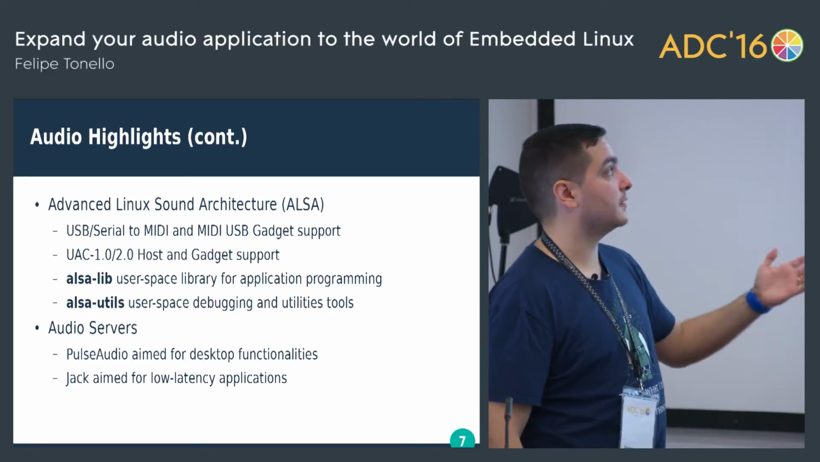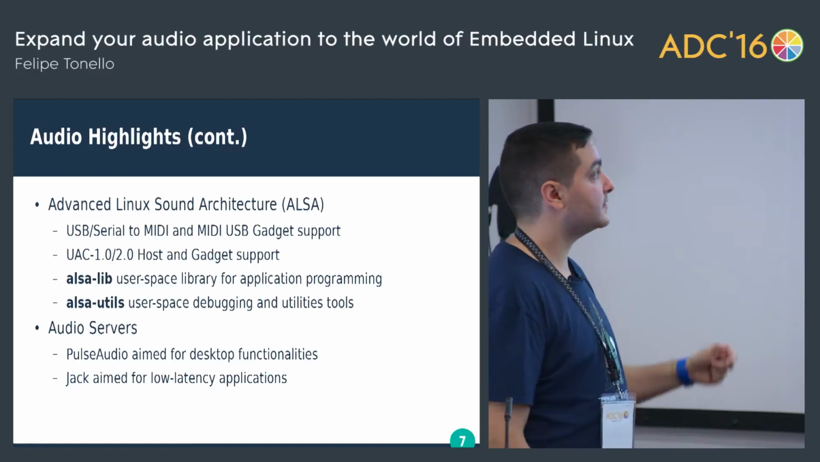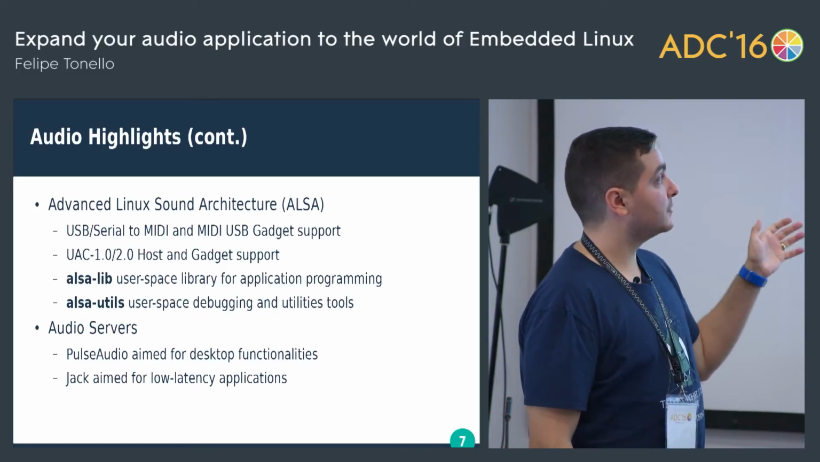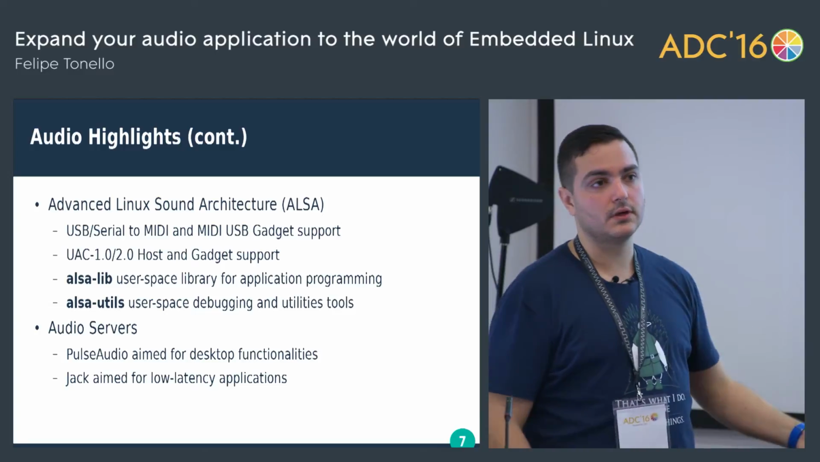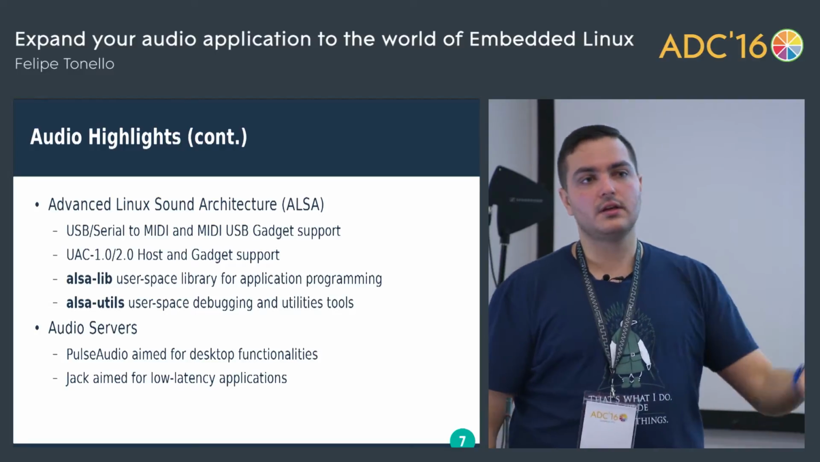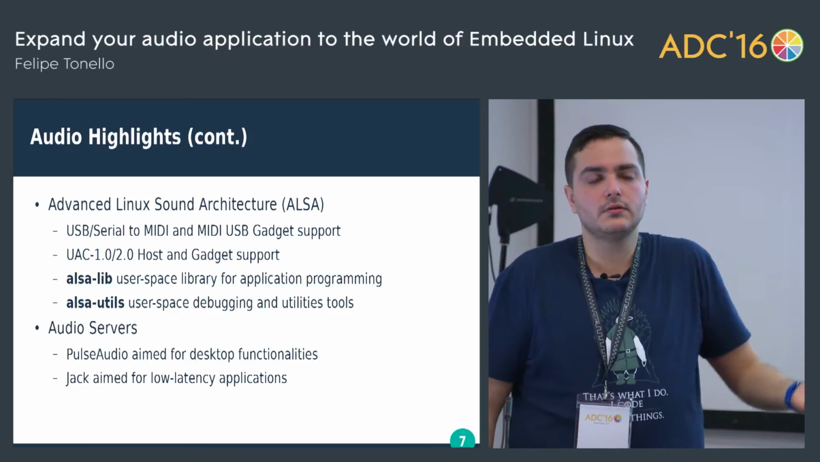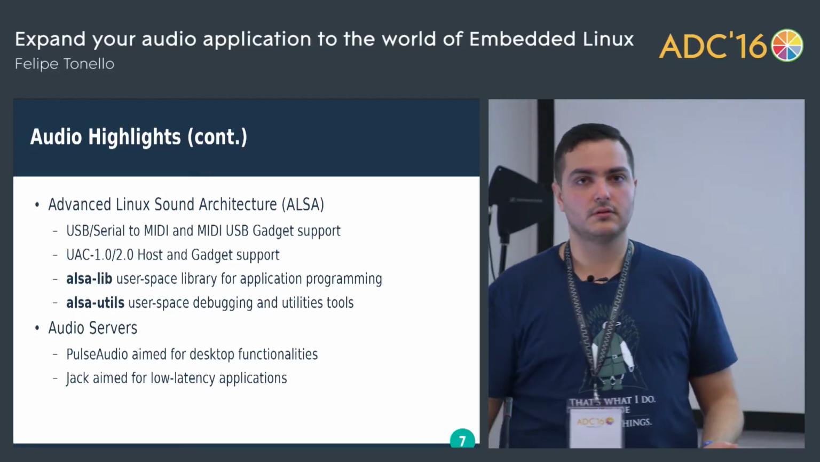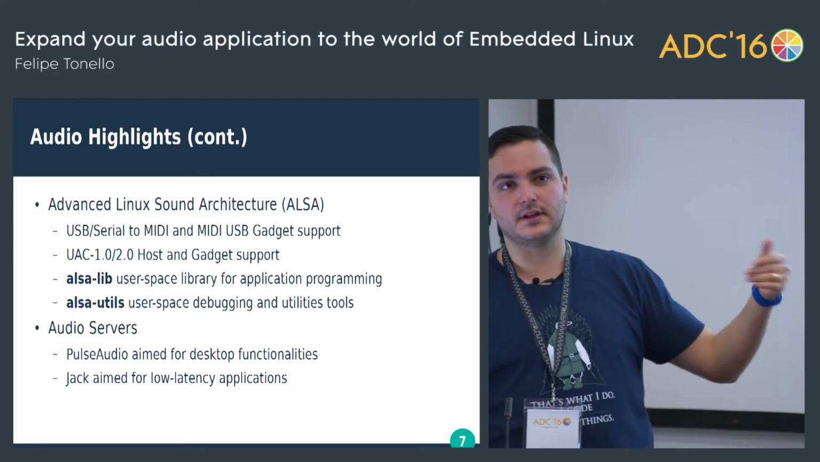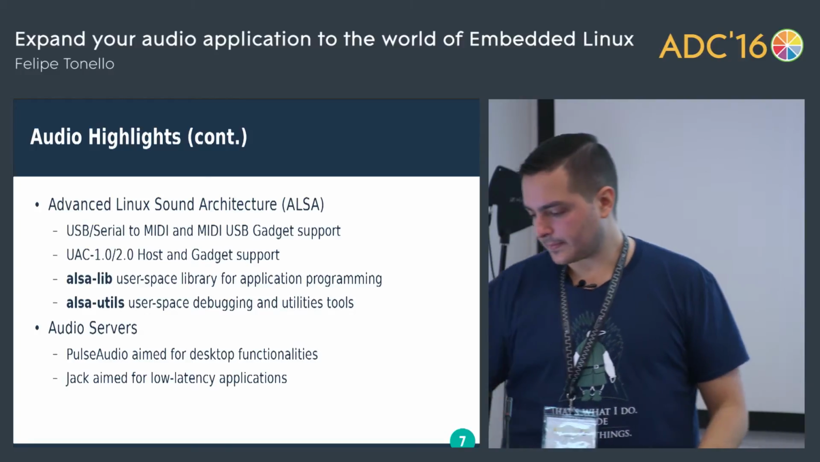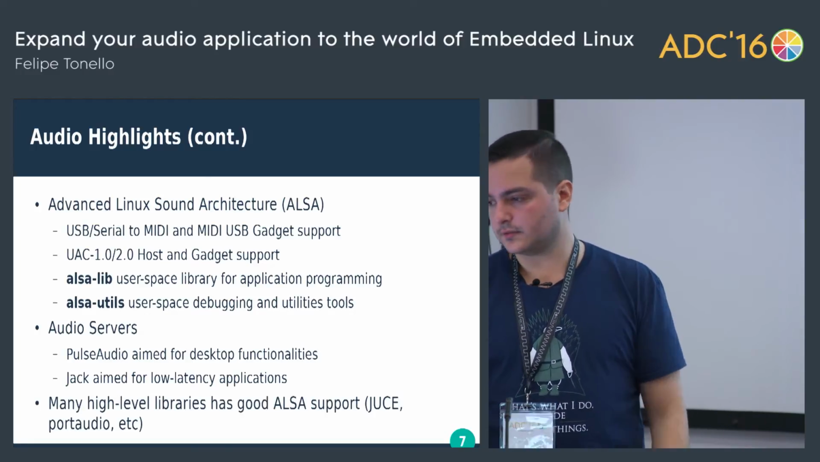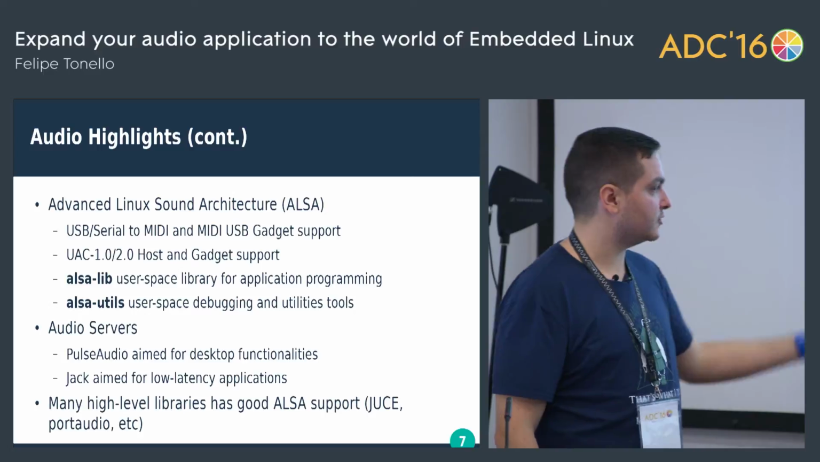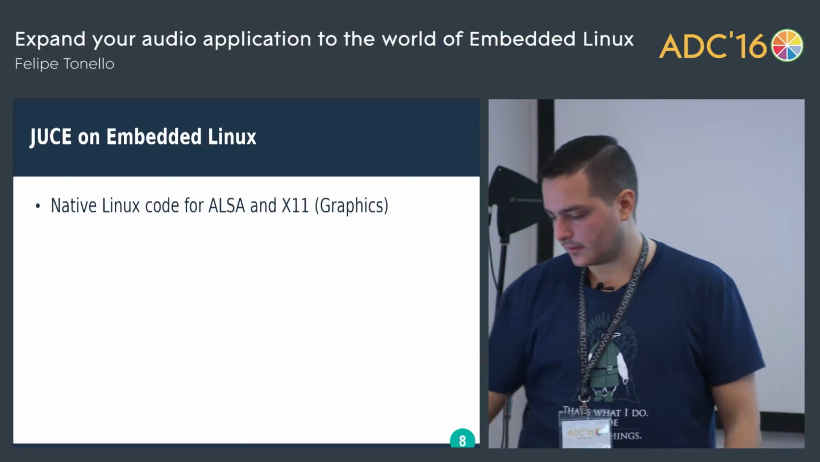Linux also has audio servers like Pulse Audio, which is aimed for desktop functionalities, and Jack, which is aimed for low latency applications. And I get that a lot. Some people say, oh, so if you do embedded Linux, you're going to use Jack, right? No, actually no. You're not going to use any audio server, because why do you care about audio server? If you don't have multiple applications streaming audio, why do you need it? You don't need it. So it's even lower latency than using an audio server, basically. That's the point of the talk. And also supported by many libraries that have good support, such as JUCE and Port Audio and so many others, okay?